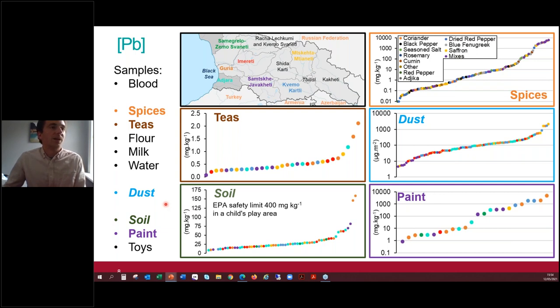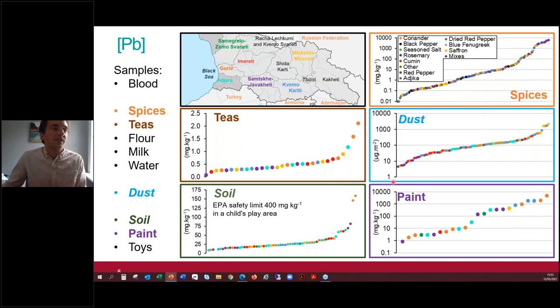So on the right hand side of the slide here, we have the concentrations for the spices, dust, and paint samples. So the spices are quite interesting. They vary over, and these are all plotted on a log scale. So the spices vary from as little as around 10 ppb all the way up to almost percent levels of lead in some of these spices. And we see some of the highest levels in some of the Georgian spice mixes, some saffron samples, and blue fenugreek.